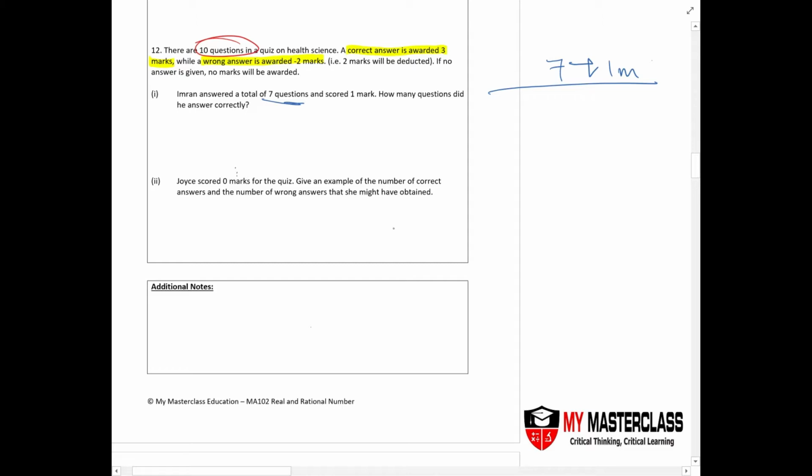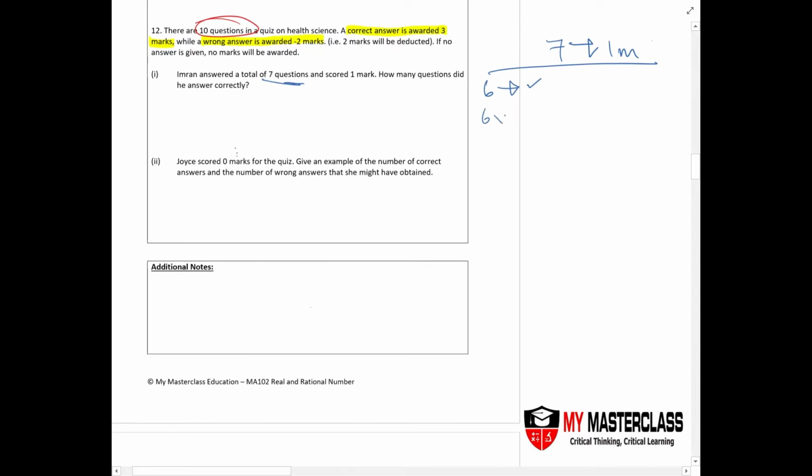So how many questions did he answer correctly? Let's see. If I have 6 correct questions, this will be 6 times 3, which gives me 18. Then I'll have 1 question that is answered wrongly, so this will be -2. When I combine them together, I'll have 18 minus 2. This gives me 16 marks. You know that this combination of 6 and 1 is wrong.